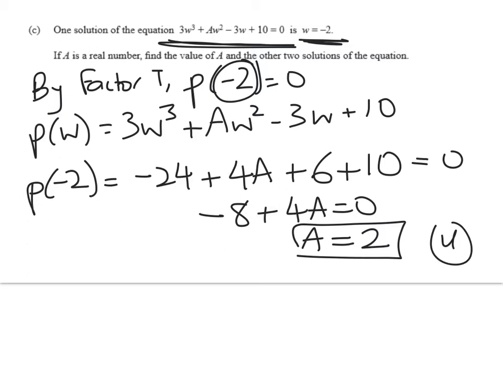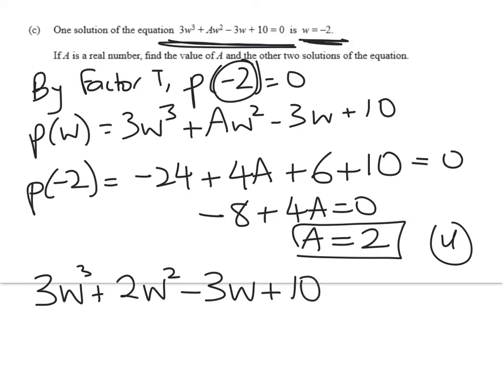What we're going to do now is pop that back into our equation. And we've got 3w cubed plus 2w squared minus 3w plus 10 equals 0. So we want to factorize that. I'm going to do this two different ways. The first way I'm going to do it here is by matching up the coefficients, right? Which, when you've done enough of these, is probably I'd say the best way to do it. We know that w plus 2 is a factor.